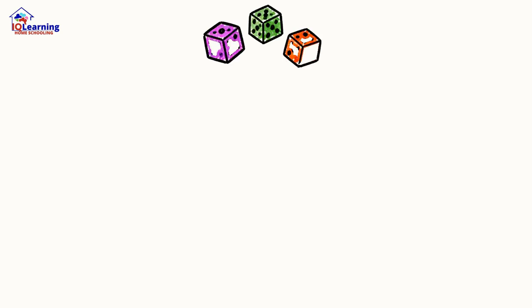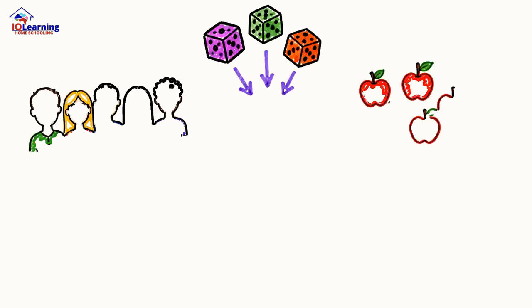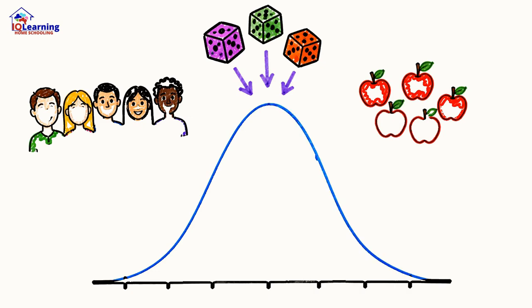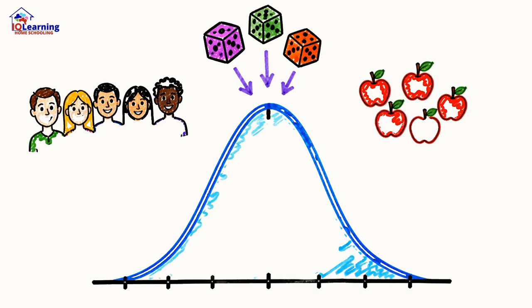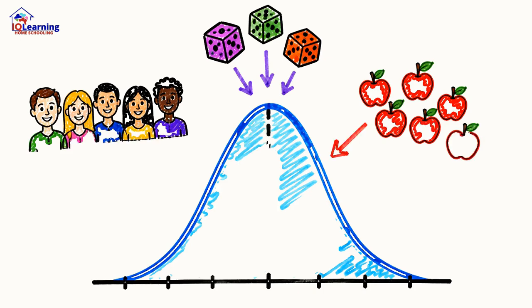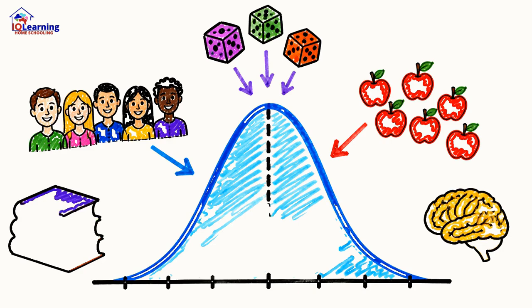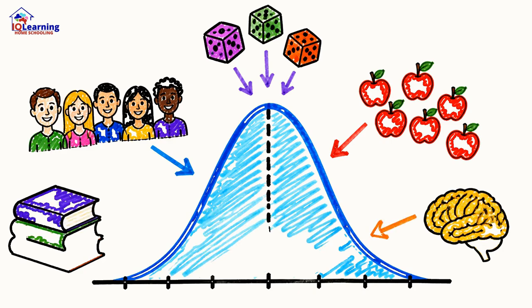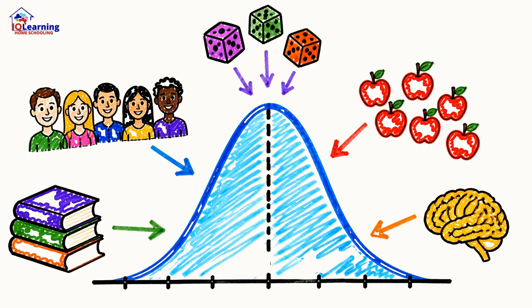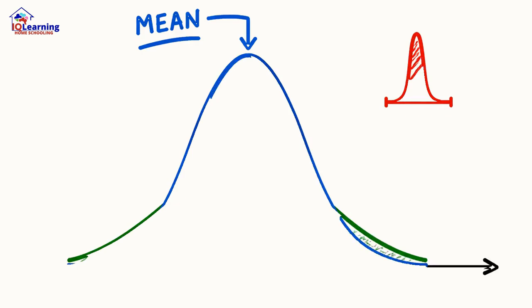Have you ever noticed that if you measure the heights of thousands of adults, or the weights of apples from an orchard, or even IQ scores, a distinct shape emerges, a perfect symmetric bell? This isn't a coincidence, it's the normal distribution, one of nature's most elegant patterns, appearing whenever many small random factors combine. This bell curve is defined by just two numbers.